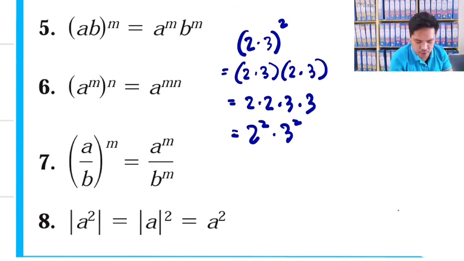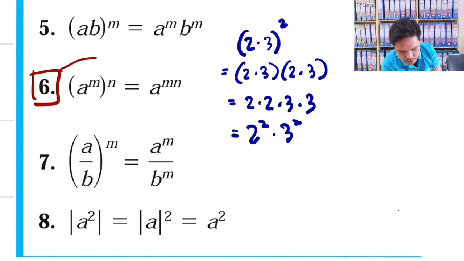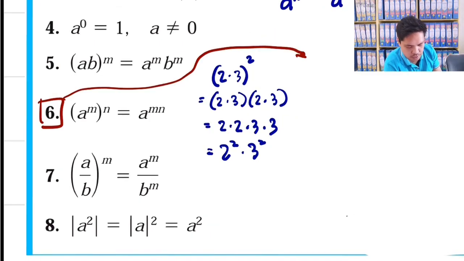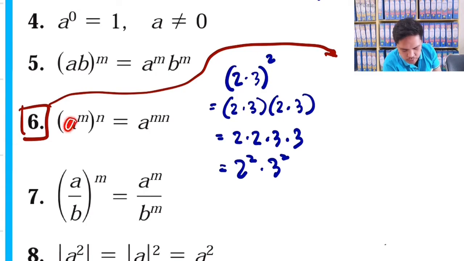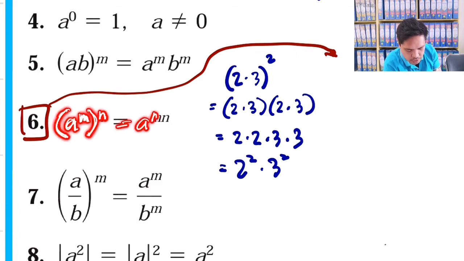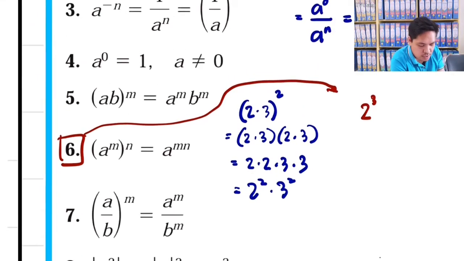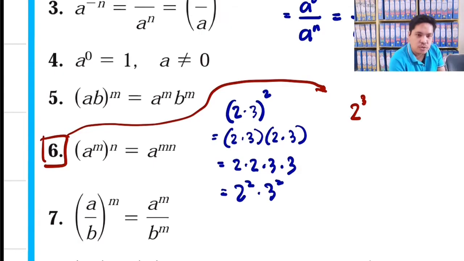For number 6 naman, ito yung property. A raised to m, the quantity raised to n, is just a raised to the product of the exponents m and n. So, how do we illustrate that? Again, gamitan natin ng, let's say, ang base natin is 2. 2 raised to 3.